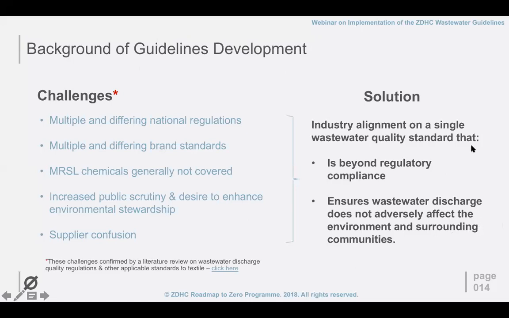There's increased public scrutiny and a desire to enhance the environmental stewardship component of the supply chain and operations from dyeing and finishing. It really created a lot of supplier confusion, because brands were asking different things, and it wasn't clear to suppliers how to keep everybody happy. So we wanted to align on a single standard that went beyond regulatory compliance, because not everything was covered equally in all regions. And we wanted to make sure in the end that the wastewater doesn't adversely affect the environment and the surrounding communities. That's the bottom line: we want to prevent these problems. Next slide.